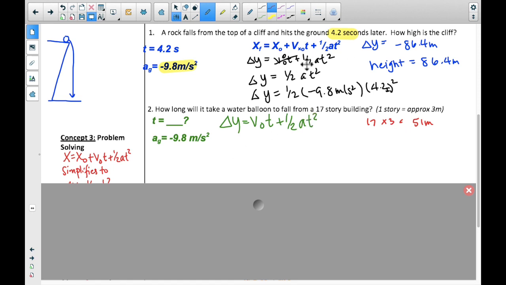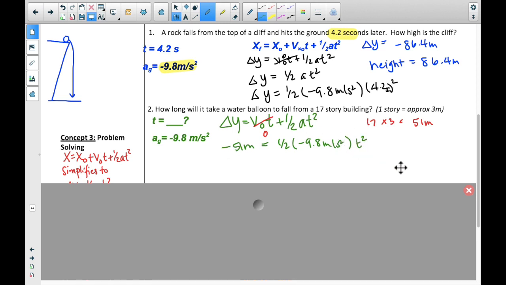I'm using the same equation I had before, but once again I've changed it to y and I changed it to delta by subtracting it over. Once again it is falling. It is not thrown, so my initial velocity again is 0. So now when I plug in my numbers, I also have some different things. This time my change in y is 51 meters, and I can say it went down 51 meters. And the acceleration due to gravity is negative 9.8 meters per second squared, and the time is the question we are asking for.